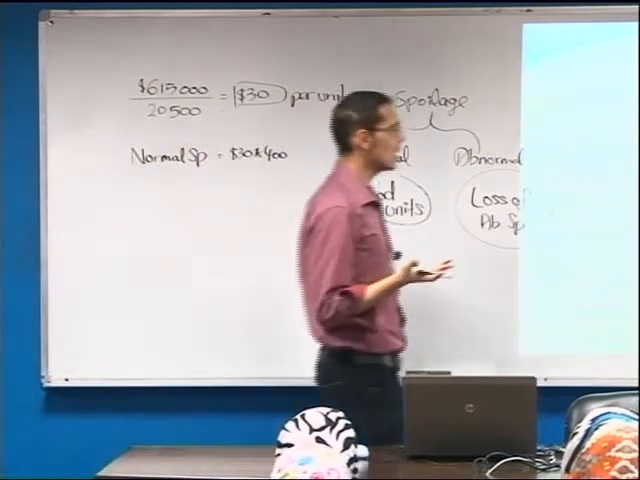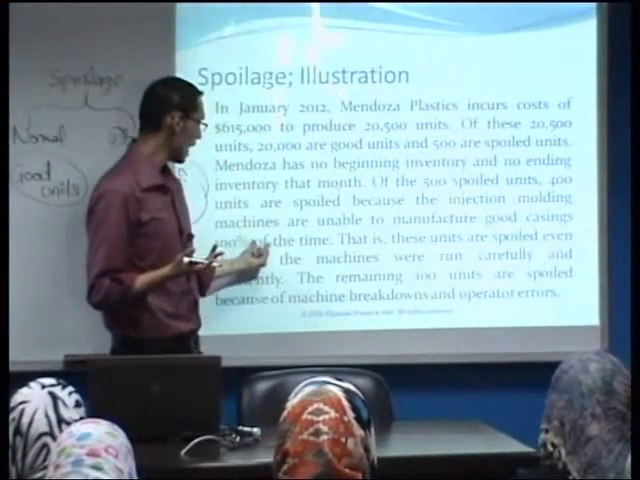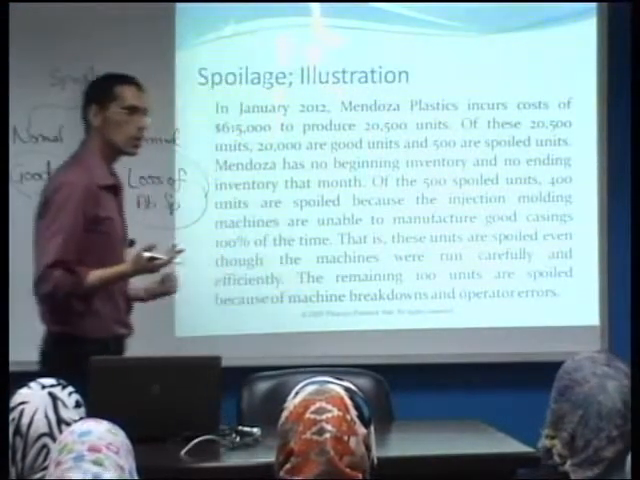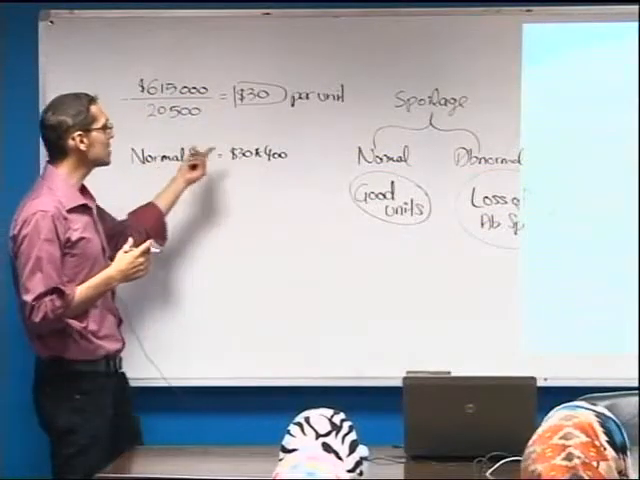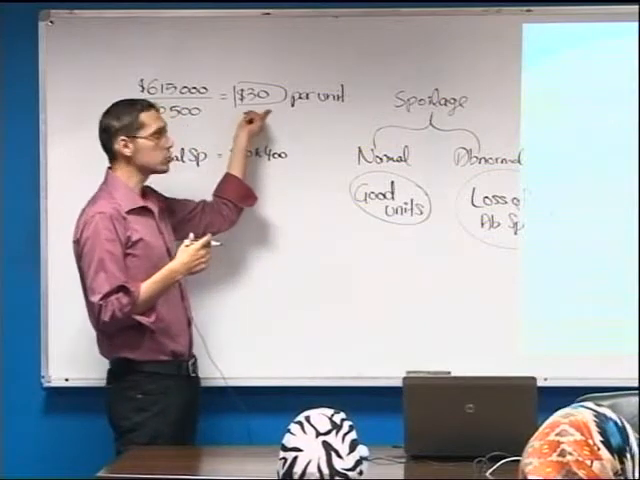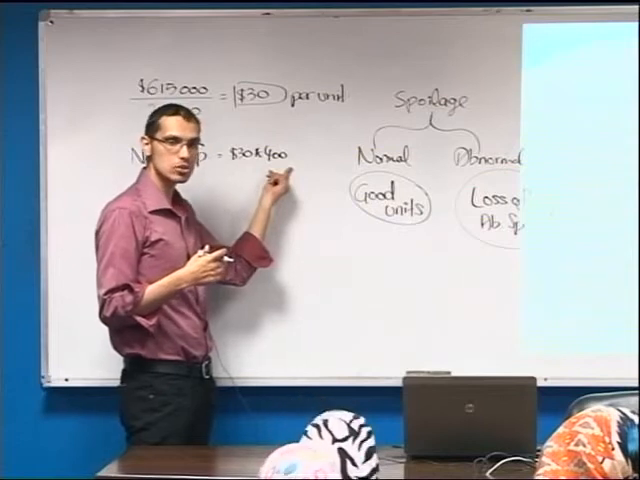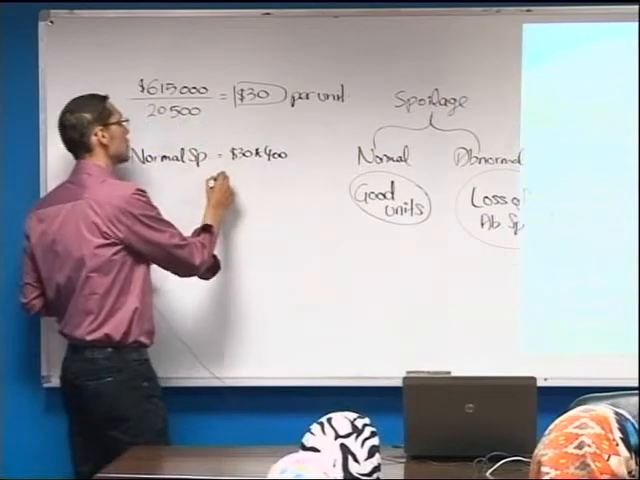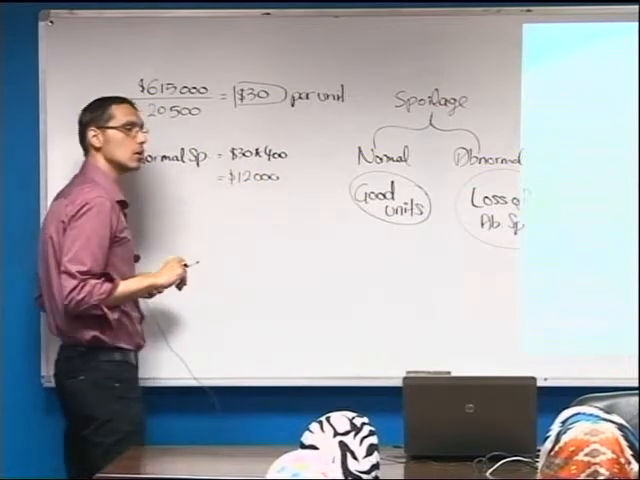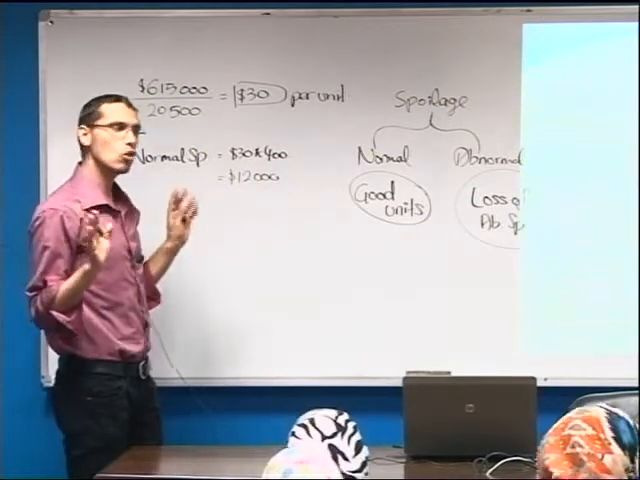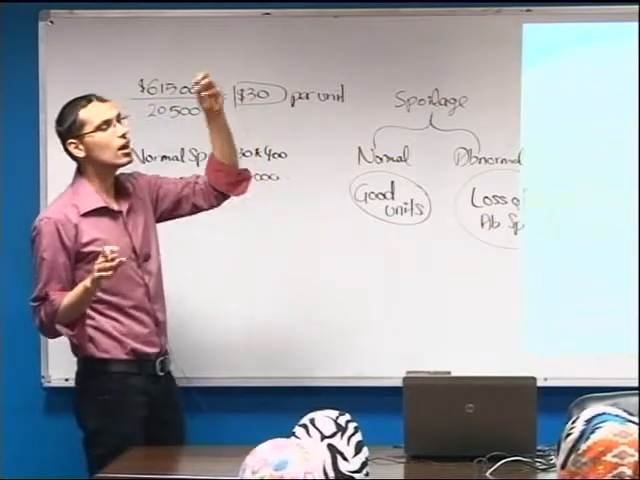400 units. We have 500 spoiled, 400 is normal, and 100 is abnormal. Therefore, we are going now to consider the normal spoilage as $30, which is the cost per unit, multiplied by the number of units as normal spoilage. Therefore, of course, $12,000 is the normal spoilage. Is that it? No, we need to add the $12,000 onto the good units.